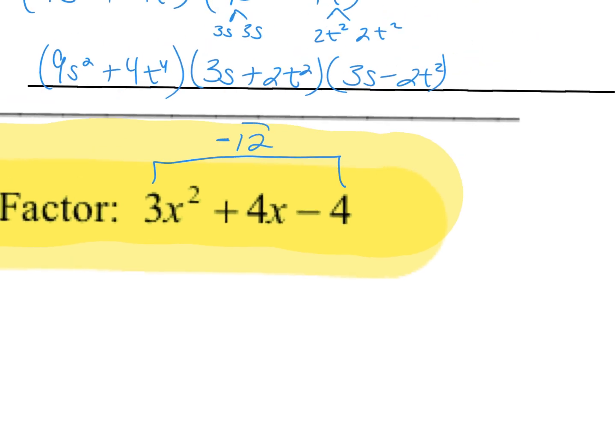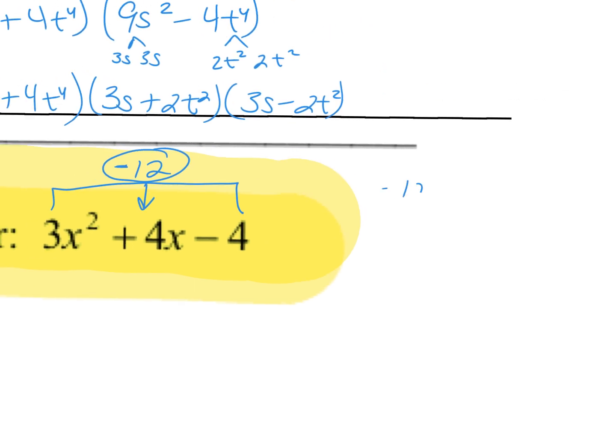So I need factors of negative 12 that multiply to give me negative 12 and add to give me 4. What would that be? Positive 6 and negative 2.